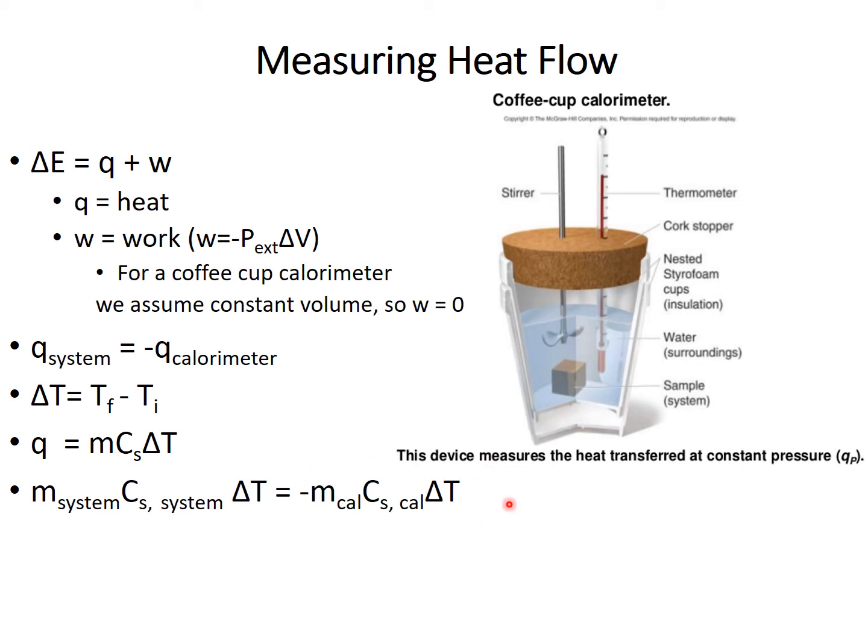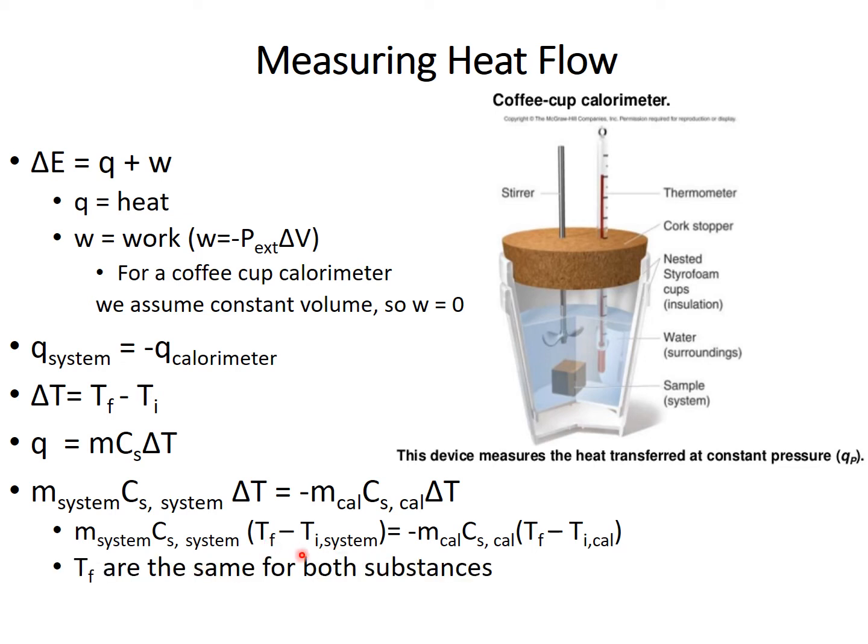And this was all for the water. Again, remember T final minus T initial. The T final is the same for both substances, so we can substitute T final in there. T initial of the system is going to be the initial temperature of our metal cube, and the T initial of the calorimeter is this water at roughly room temperature.